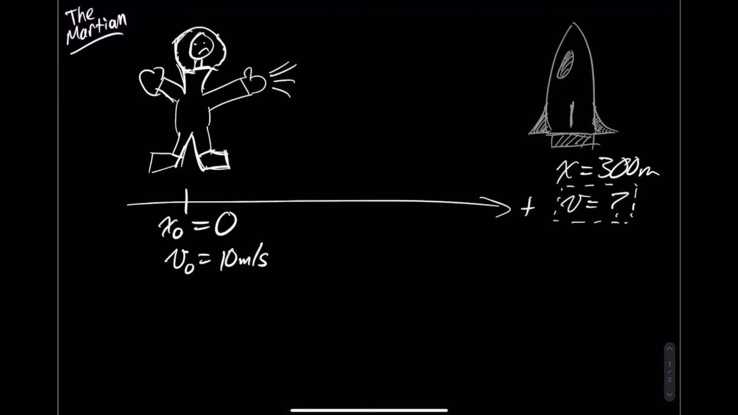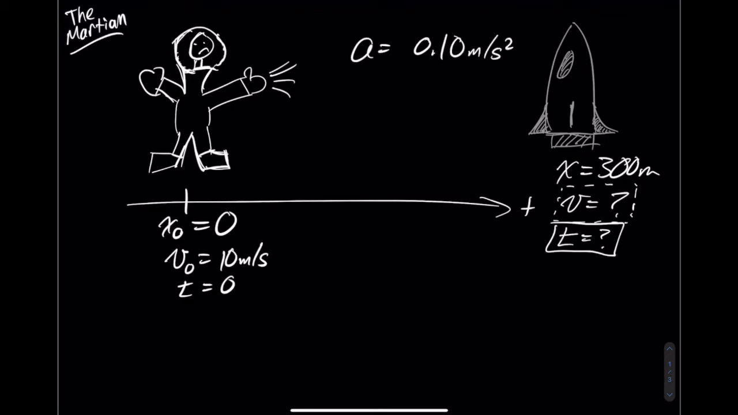Now we call the starting time t equals 0, and then the time when he reaches the spaceship, we don't know that, and that's our target variable for the first part. It asks us how long it takes him to get there. Now we're told that the acceleration is 0.10 meters per second squared. When you're given these quantities in the problem, you're usually given the magnitude, and you have to figure out from the problem whether that should be a positive or negative value.